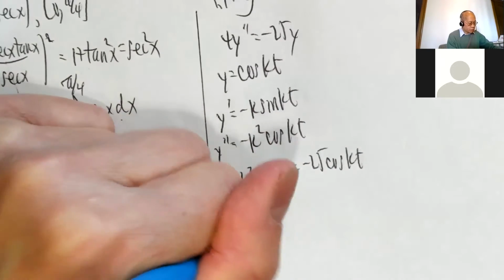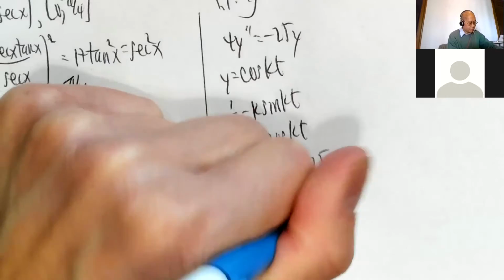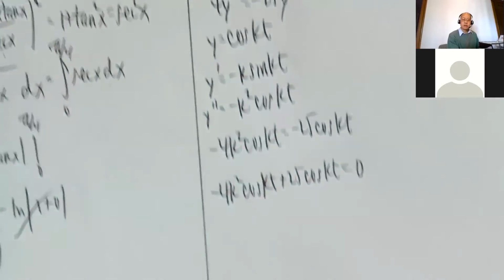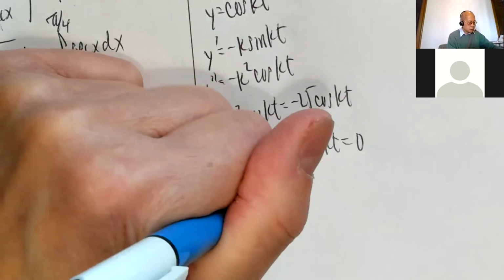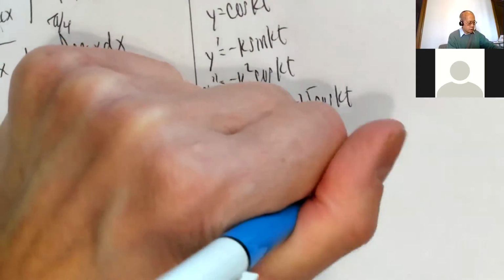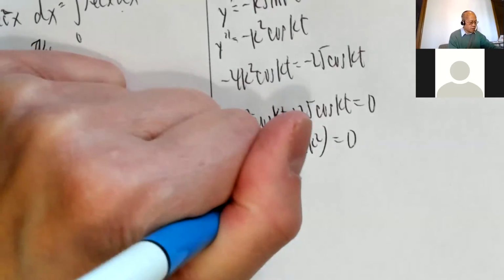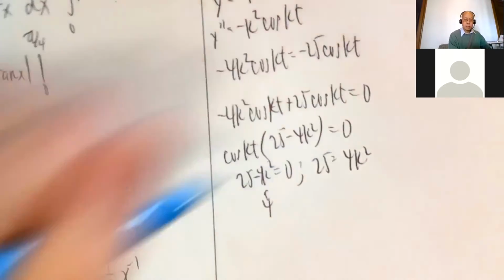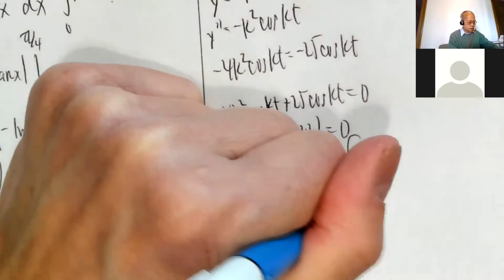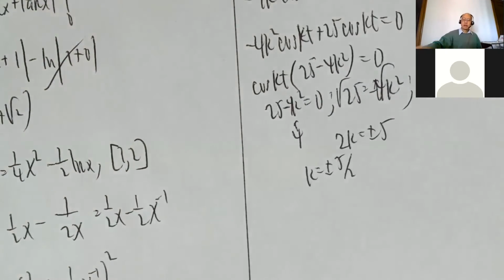So -4k squared cosine kt plus 25 cosine kt equals 0. Factor out the cosine kt: 25 minus 4k squared equals 0. All right, so there we go. 25 equals 4k squared. Square root, plus or minus. 2k is plus or minus 5. k is plus or minus 5 over 2. Okay, I think that's better now. k is plus or minus 5 over 2.